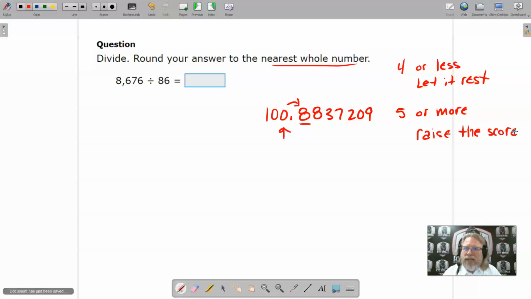So what that means is that if this number to the right of what we're rounding to is a 4 or less, that means 0, 1, 2, 3, or 4, we're going to just let this number remain the same. However, if it's 5, 6, 7, 8, or 9, then we're going to go ahead and raise it up to the next number. So 8 is greater than 5, so this 0 right here is going to become a 1, so it would be 101. So rounded to the nearest whole number would be 101.